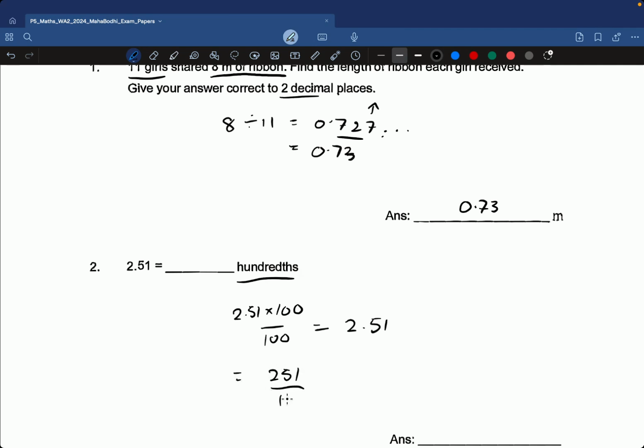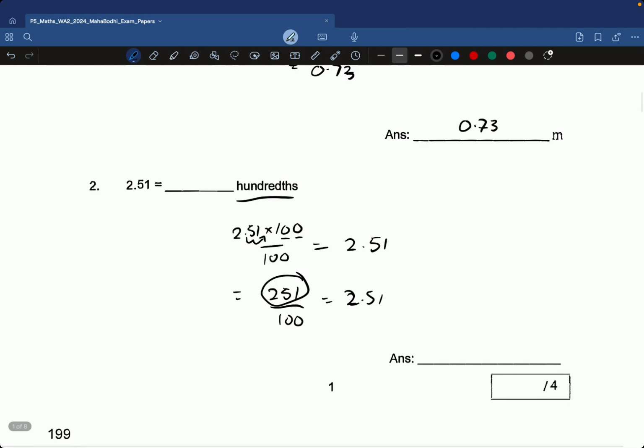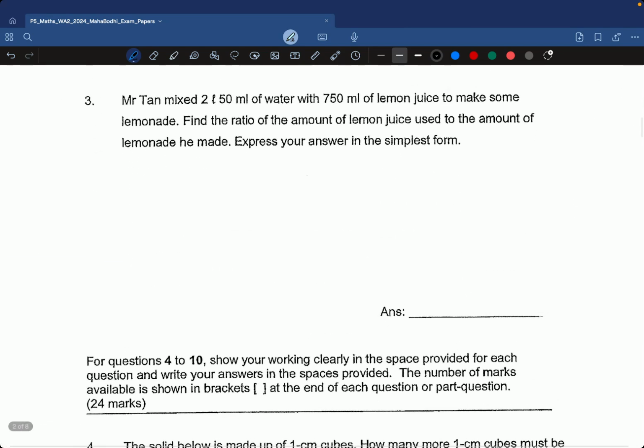251 over 100. Okay, once you see two zeros, you put a decimal place here. So 251 hundredths is equal to 2.51. So the answer is 251. Okay, so let's move on to the next question.